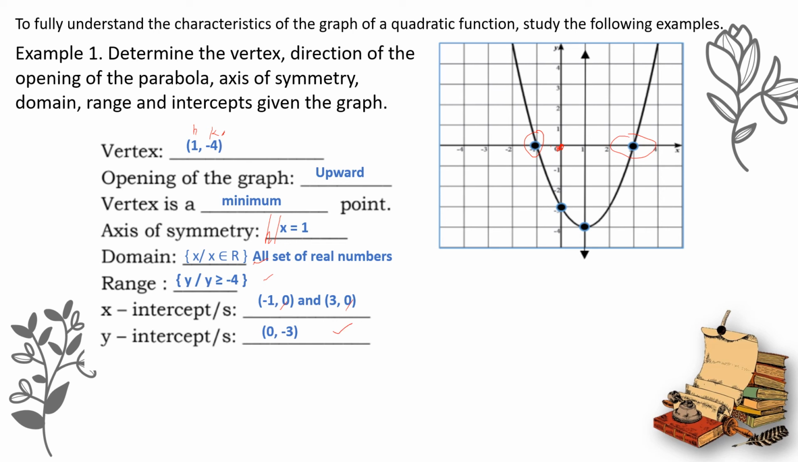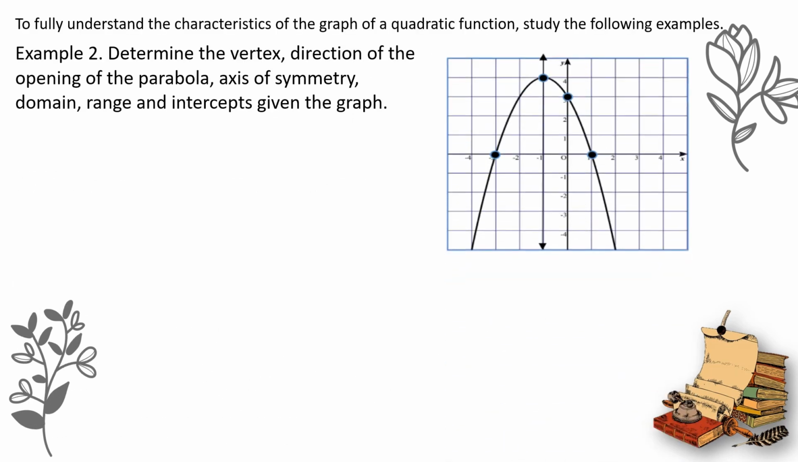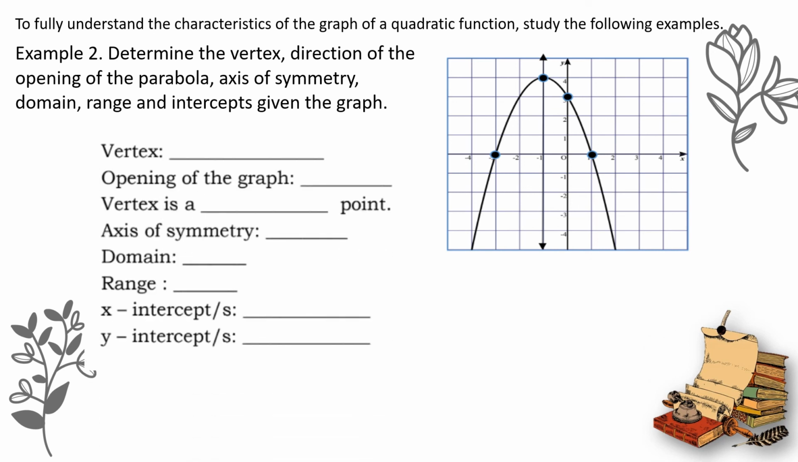So, I am hoping po na naiintindihan nyo na yung the different characteristics of a parabola. So, let's have another example. So, still, how about this one? The graph, opening downward naman po. The vertex po ay nandito. So, saan? Negative 1, positive 4. Yan. From this part, negative 1, akyat po siya ng positive 4.